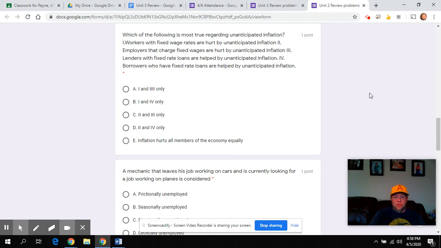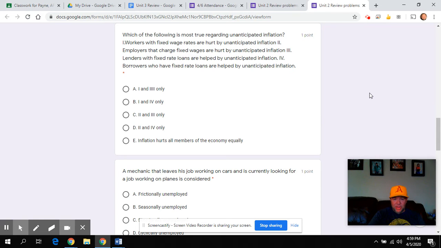Which of the following is most true regarding unanticipated inflation? So it's asking who's hurt or who's helped by it. So this one is saying, all right, Roman numeral 1, workers with a fixed wage rate are hurt by unanticipated inflation. Yes. If you're getting a fixed wage and suddenly everything costs more, but your wage doesn't change, you're going to be hurt by inflation.